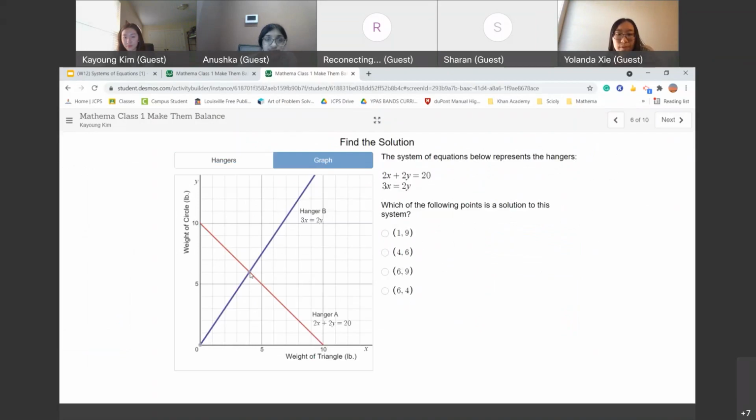Okay, so next we have another set of systems of equations. And you can use either the graph or the hangers, but just try and see which one of the following points solves the system. So like the previous one, that would just be the point where they intersect. And then mark your answer. You can also type it in the chat.